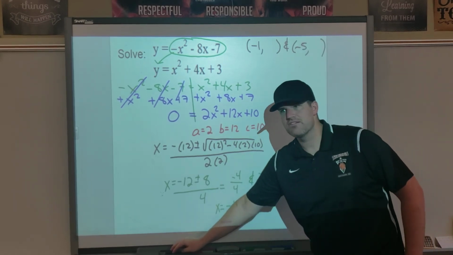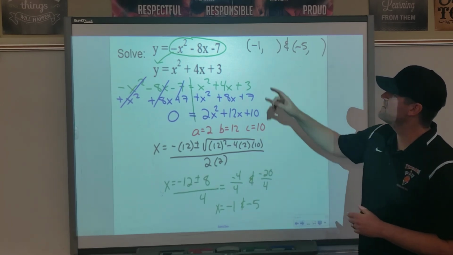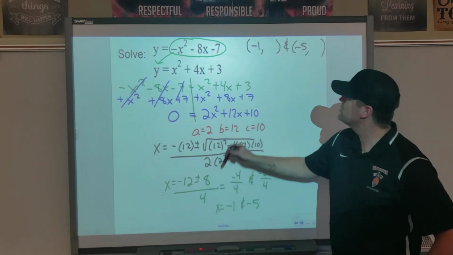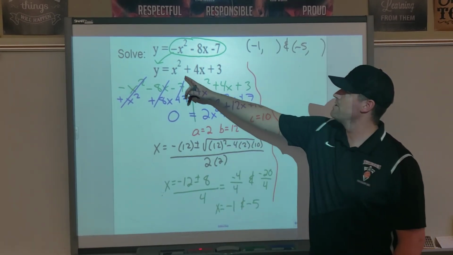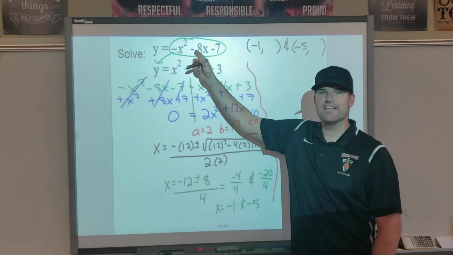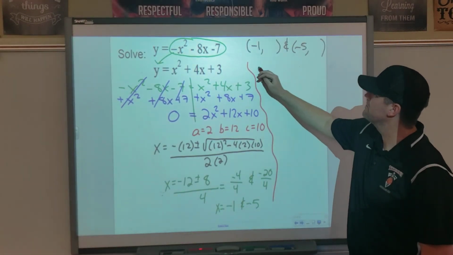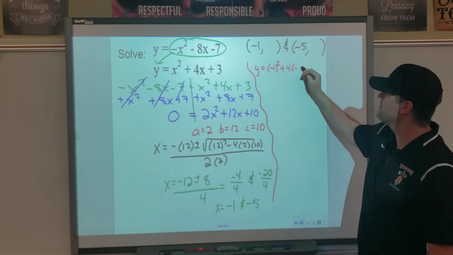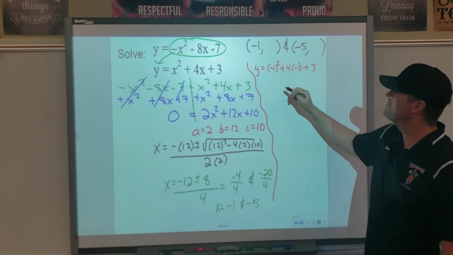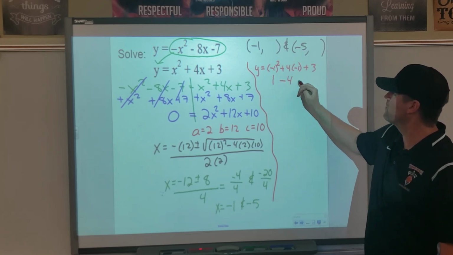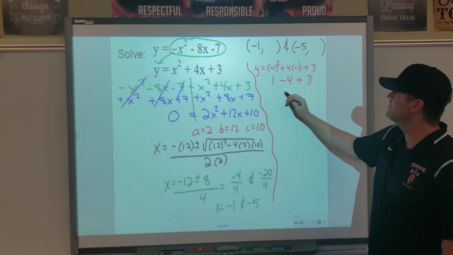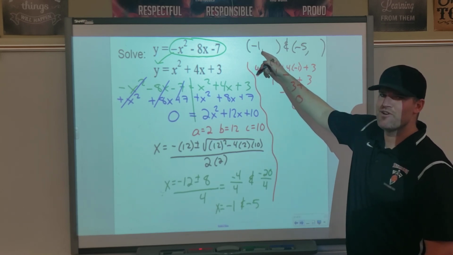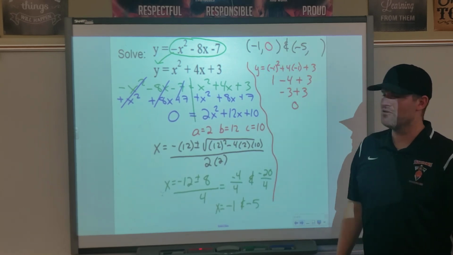Okay, our last step is to get the y coordinates. We need to now take our x's and plug them in. Again, it doesn't matter which one we plug into. To me, this one looks a little bit simpler because I don't have all those negatives. So I'm going to plug into this equation. y equals -1 squared plus 4 times -1 plus 3. That's 1 minus 4 plus 3, which is -3 plus 3, which is 0. So if my x is -1, my y is 0.